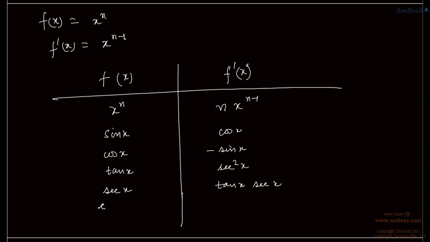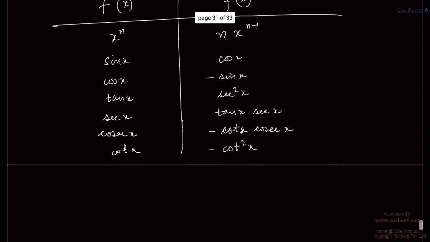Okay. For cosec x it is minus cot x cosec x, and for cot x it is minus cosec square x. For e to the power x, the derivative is e to the power x itself. For log x base e, the derivative is 1 upon x. Okay. So we have a derivative of function which is defined like this.